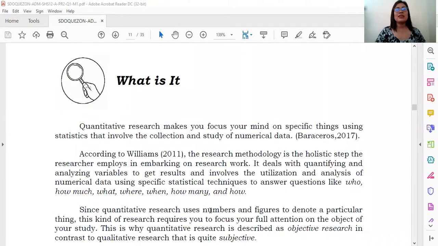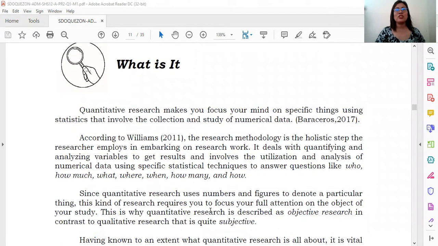In What Is It, there's a discussion about quantitative research. It says that quantitative research makes you focus your mind on specific things using statistics that involve collection and study of numerical data, according to Baraceros 2017. According to Williams 2011, the research methodology is the holistic step the researcher employs in embarking on research work. It deals with quantifying and analyzing variables to get results, and involves the utilization and analysis of numerical data using specific statistical techniques to answer questions like who, how much, what, where, when, how many, and how.